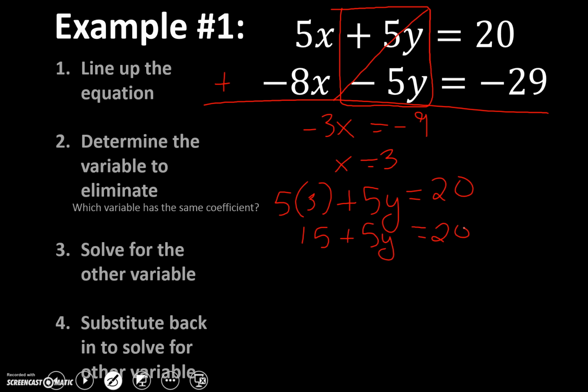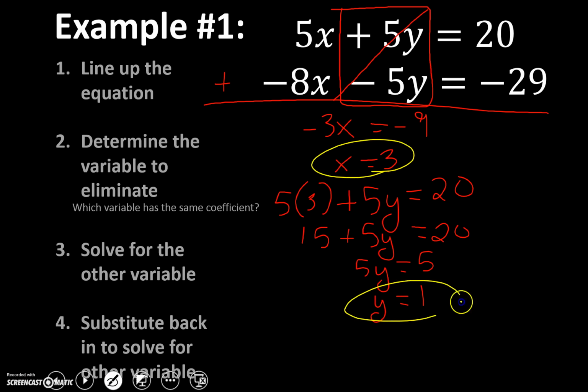I need to now solve for y. Since the 15 is positive, I'm going to subtract it from both sides. And 20 minus 15 is equal to 5. And now I have 5 times y. The opposite of multiplying would be to divide both sides by 5. So I get y is equal to 1. So now I have myself an x value, found right here. I have a y value right here.